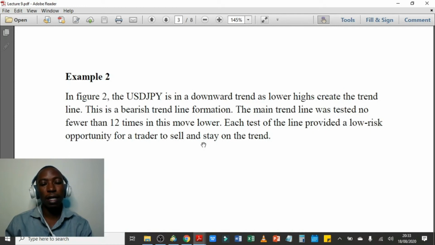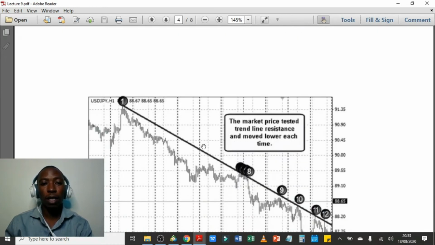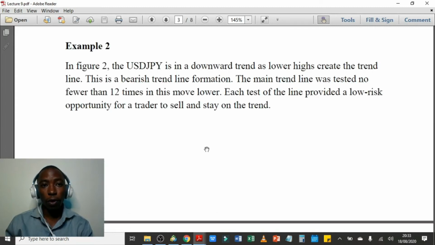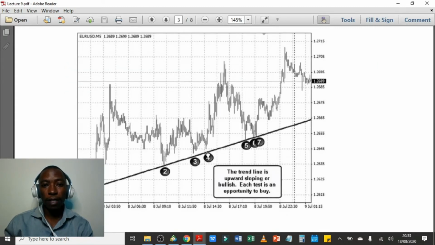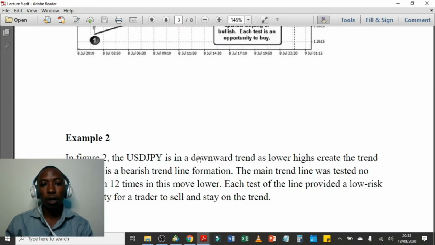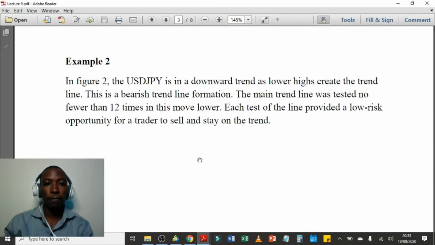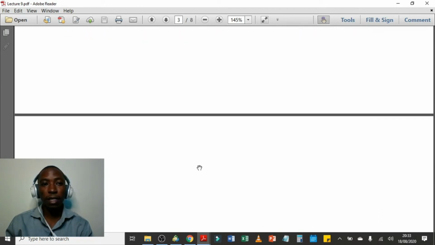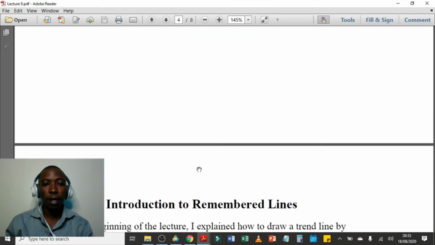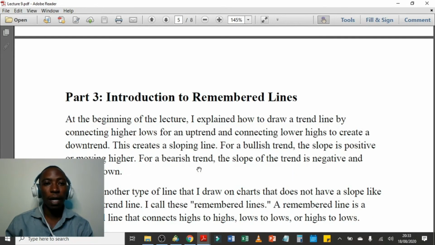And then we have a second example, illustrating a downward sloping trend line and how to sketch it by connecting the lower highs. In example 1, we have an upward sloping trend line where you connect the higher lows. That is how we do it. Just to reinforce everything you have learned in this lecture, ensure you go through the document to ensure you get everything.